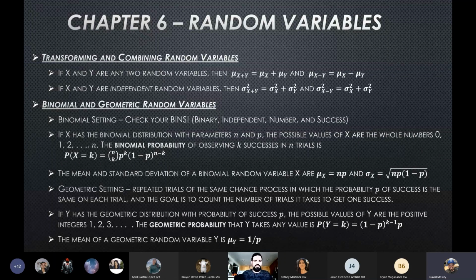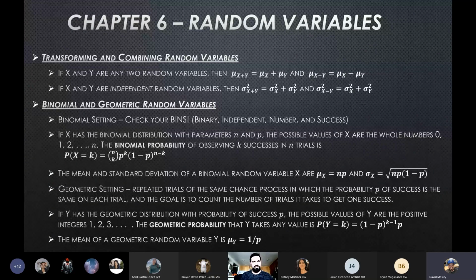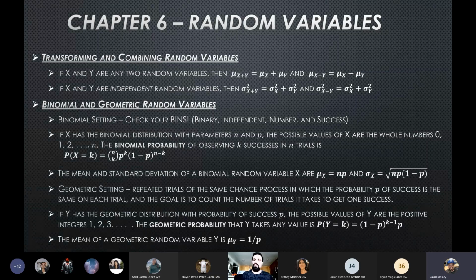If y has a geometric distribution with probability of success p, the possible values of y are the positive integers 1, 2, 3, and so on up to infinity, which is why a final n or something is not listed there. The geometric probability that y takes any value is P of y equaling k, which is equal to 1 minus p to the k minus 1, which would be the number of failures, times p, the probability of success, and there's only one success, so it's p to the first power. The mean of a geometric random variable is mu sub y equaling 1 over p.